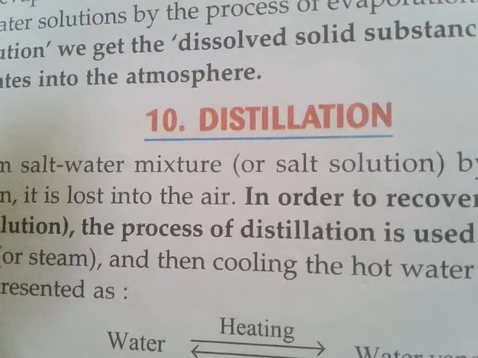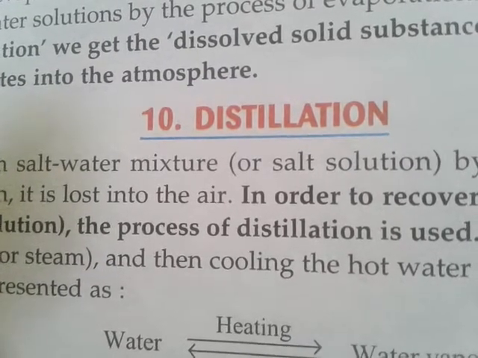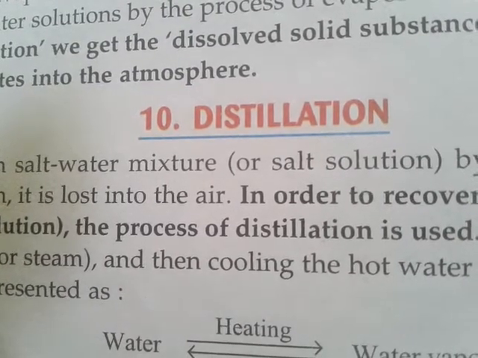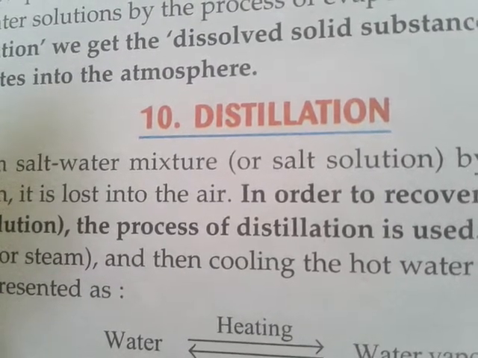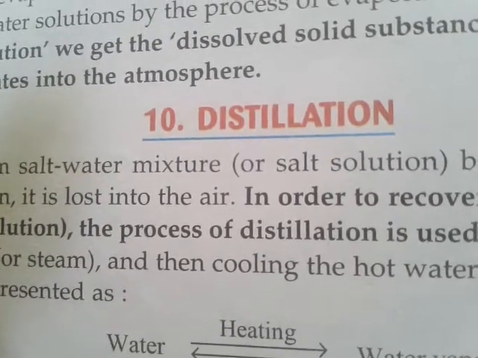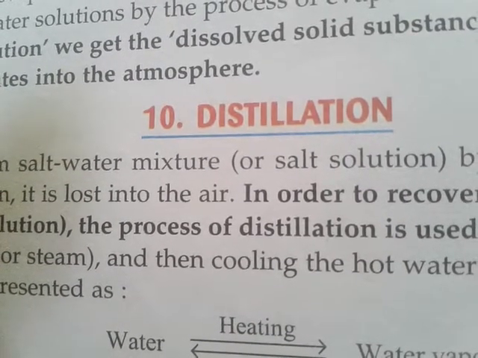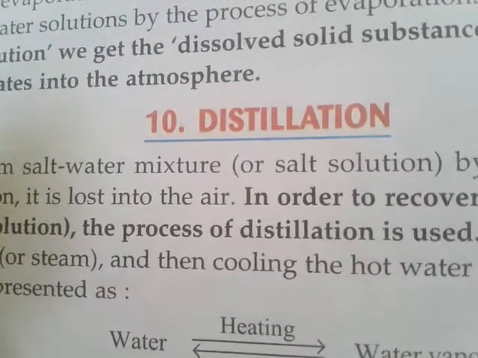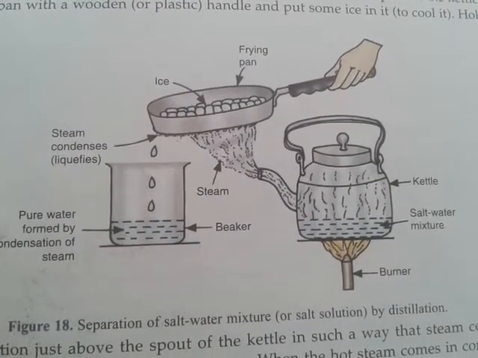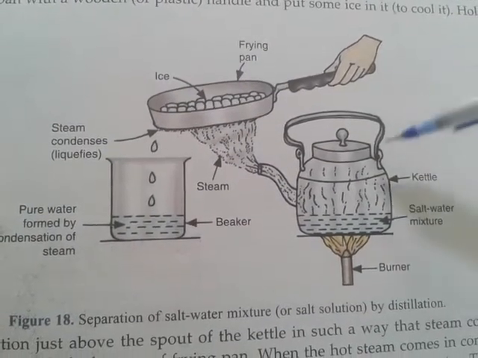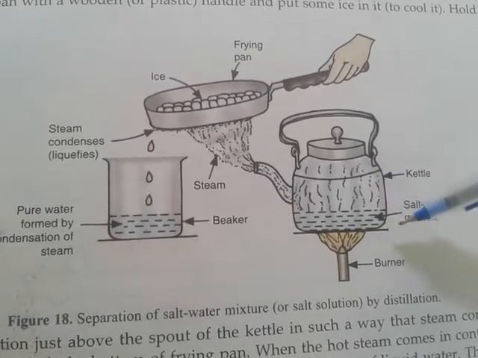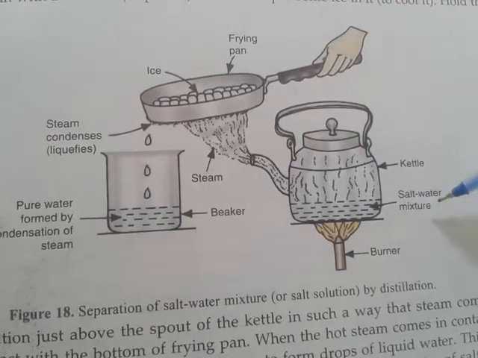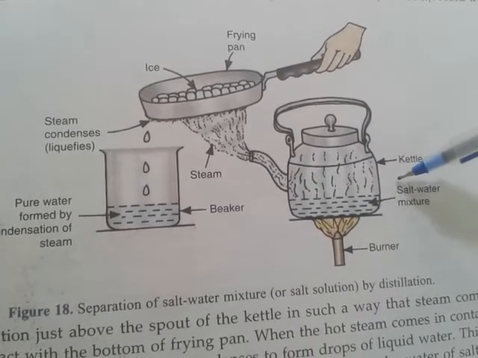that is distillation. Distillation is basically the combination of two processes, evaporation and condensation. To understand more about the process of distillation, let us see a figure. In this figure, a kettle is put on the burner flame, and this kettle contains a mixture of salt and water.